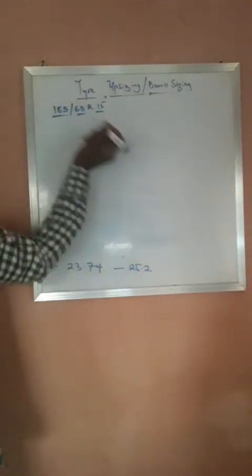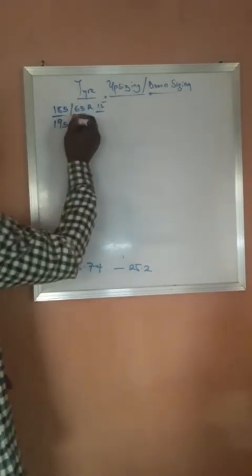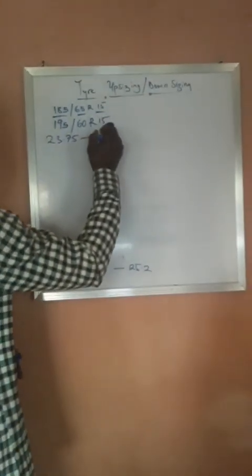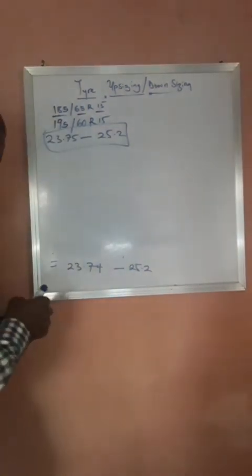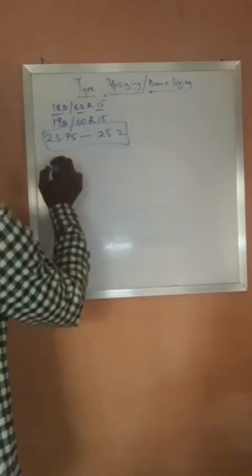So from the rule, we can go to 195. This is just 10 millimeters up in width, so we come 5% down in aspect ratio, rim 15, right? And our range is 23.74 to 25.2. This is our range. Let me box it while we calculate the total length.